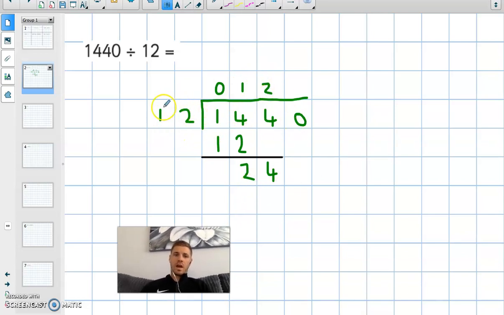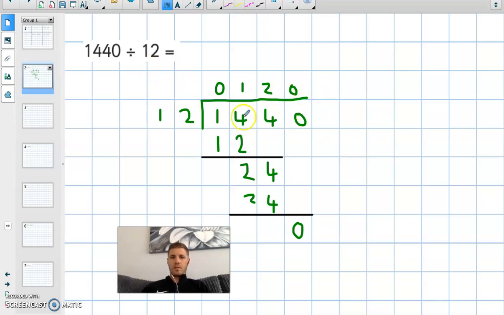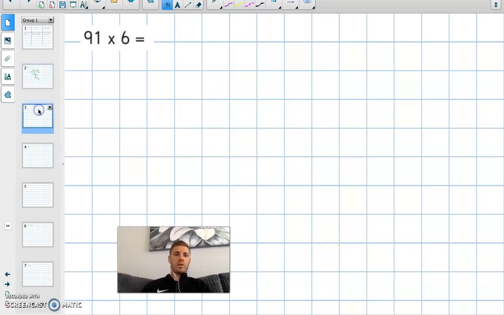And finally, I look at how many 12s are in 0. Well, I know there are 0. So what I need to do is drop that 0 down. Put my 0 here. And then because I've got a remainder of 0, that is my answer. Okay, so your answer is 120.